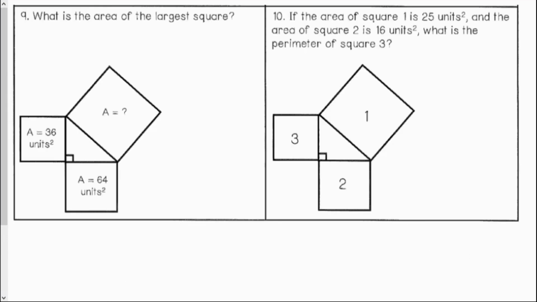Looking at number 9, what is the area of the largest square? Well, again, Pythagorean theorem tells me a squared plus b squared equals c squared. Notice in my diagram, my areas are already squared. So I can just add my two areas to get my hypotenuse area. So 36 plus 64 would be 100. So the area is 100 units squared.